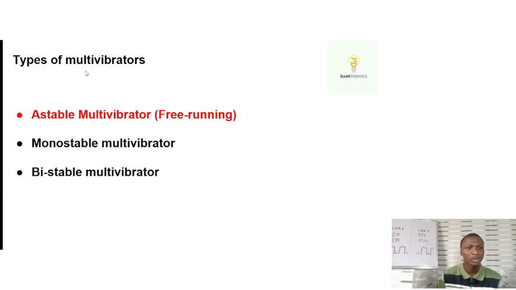Okay, we have types of multivibrator. We have the Astable multivibrator, that's the free-running multivibrator. We have the monostable and the bistable. In this circuit, we'll be dealing with the Astable multivibrator, so we don't have any business with these two. We'll deal with these two in our future lessons.